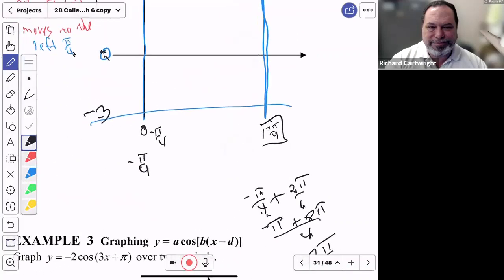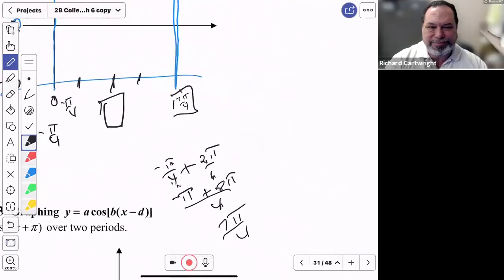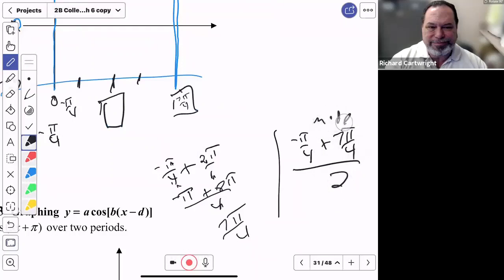All right, the middle. Since I have to do all my numbers, let's just do all the numbers right now. Let's do the middle right now. How do I get the middle? To get the middle, you take the 2 endpoints. One was a negative pi over 4. The other is a 7 pi over 4. And I'm dividing it by 2. That's how you get a midpoint.